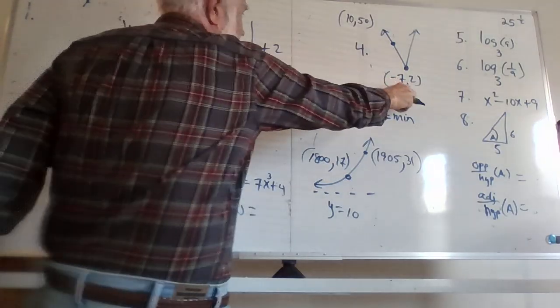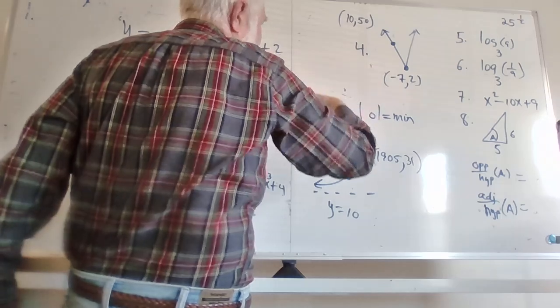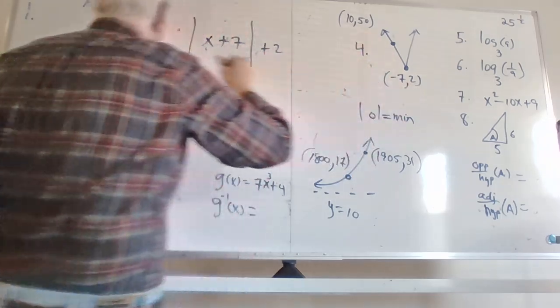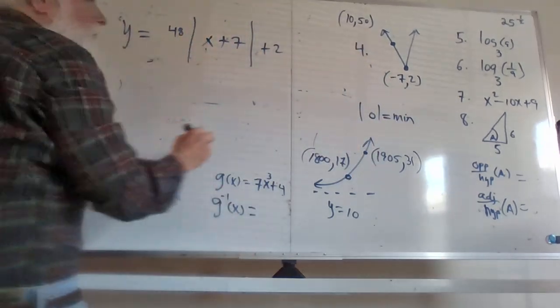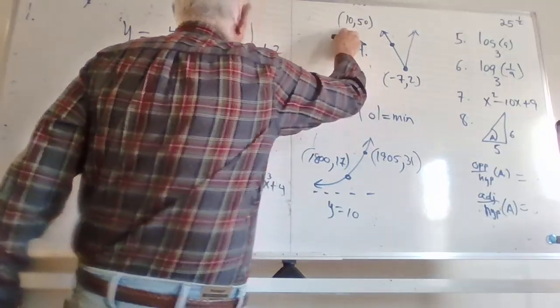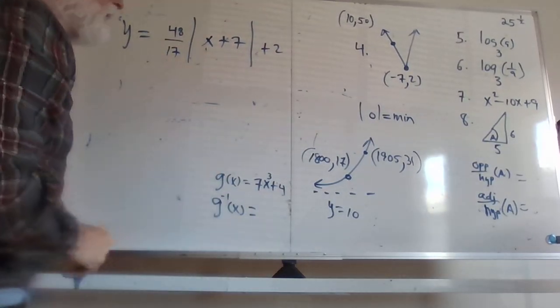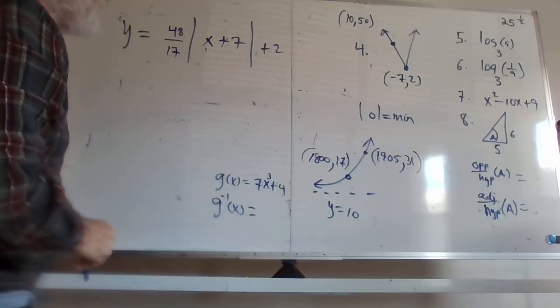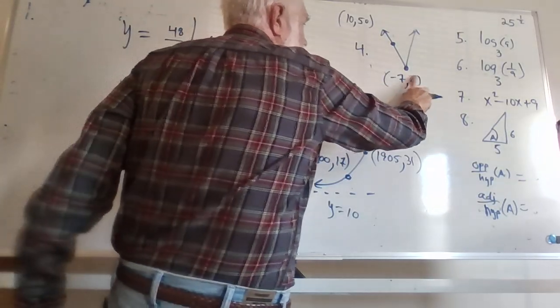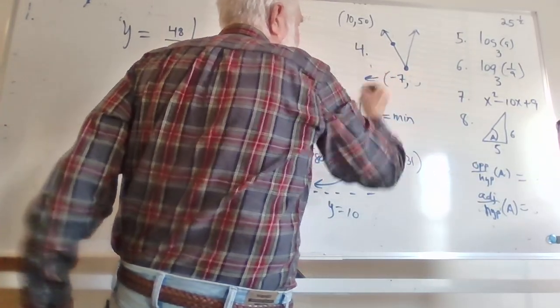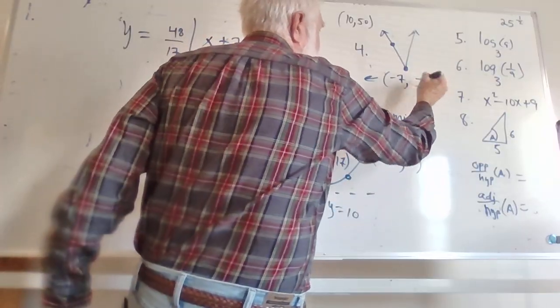It's got to be positive, even though I'm looking from here to here, even though I'm looking to the left. How do you get from 2 to 50? You got to go up 48. And what's the change from -7 to 10? 17. And I like to write that as two parts. And one of them is to the left of -7, and the other is to the right.